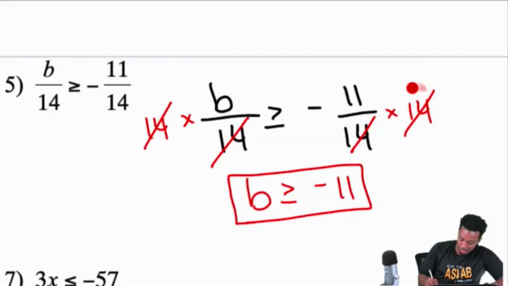Exactly. And that's why that happened right there, to give us B is greater than or equal to negative 11. Notice the symbol did not change because we did not multiply or divide both sides by a negative number.